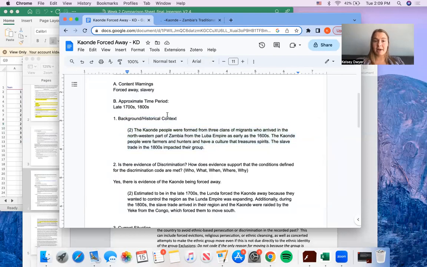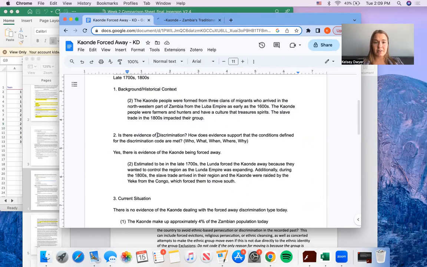So, just giving some background, the Konde people were formed from 3 clans of migrants who arrived in the northwestern part of Zambia. Farmers and hunters, they have a culture that treasures spirits, and the slave trade impacted their group. That's what that source told me, and that's some good background historical context.